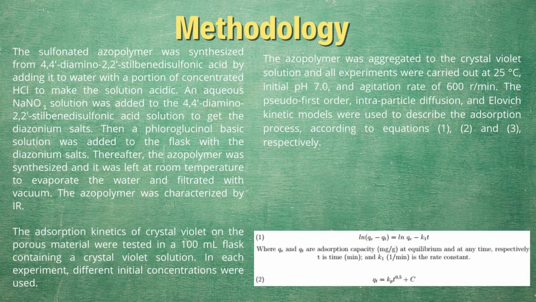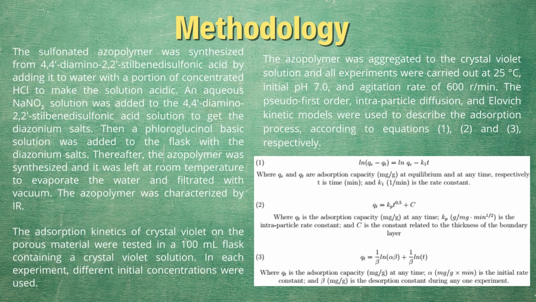The sulphonated azopolymer was synthesized from 4,4'-diamino-2,2'-stilbenedisulfonic acid by adding it to water with a portion of concentrated hydrochloric acid to make the solution acidic. An aqueous sodium nitrite solution was added to the acid solution to get the diazonium salts. Then a phloroglucinol basic solution was added to the flask with the diazonium salts. Thereafter, the azopolymer was synthesized and it was left at room temperature to evaporate the water and filtrated with vacuum. The azopolymer was characterized by infrared.